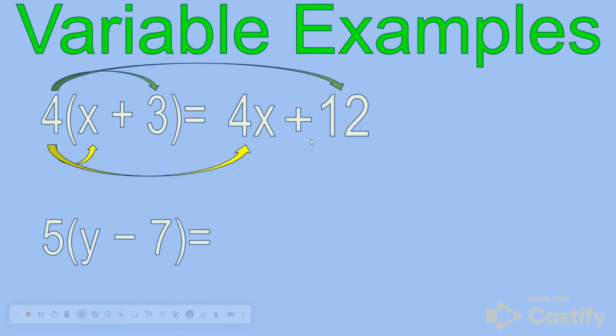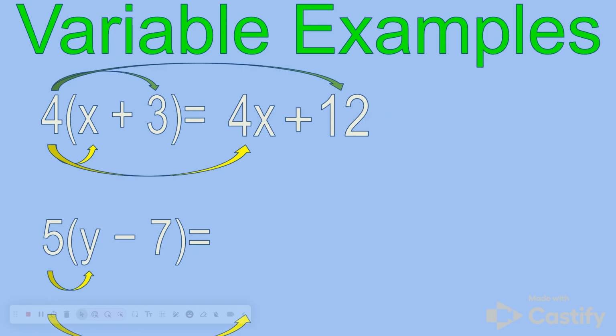Okay, another example. If I have 5 outside times y minus 7. Again, I can't put y and minus 7 together. They don't go together. They're not like terms. If you're not sure how to add or combine like terms, watch my video on that so you can see what I'm talking about when I say like terms. So on this, the only way to simplify it is distributive property.